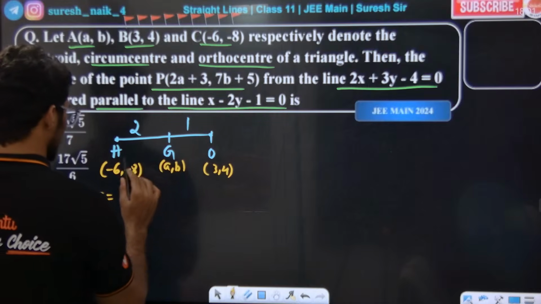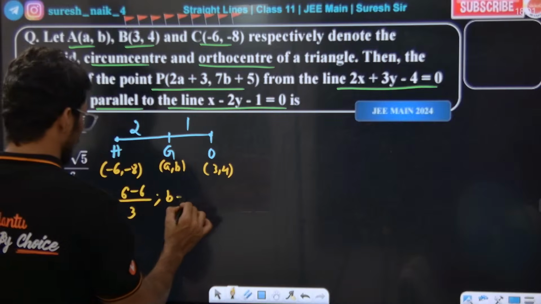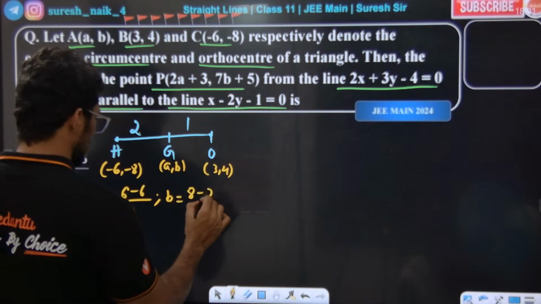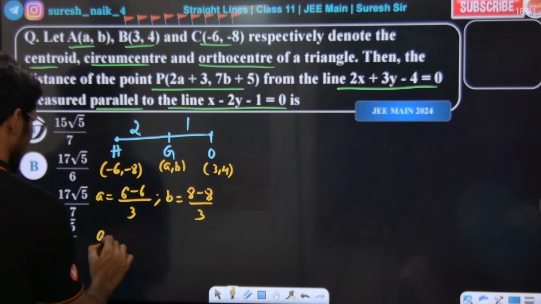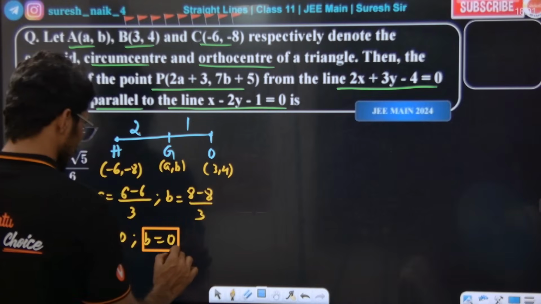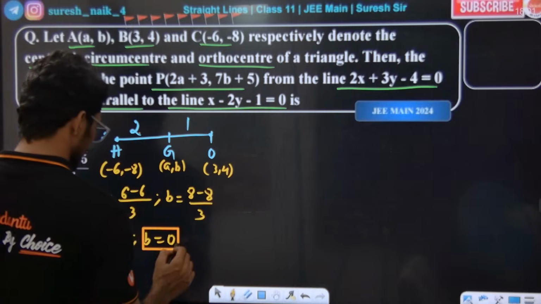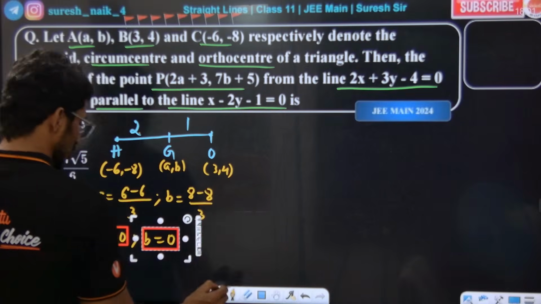m x2 plus n x1 divided by m plus n. Now B point is m by 2 minus 8 by 3. Sir, A value is 0. B value is 0, sir. A point is 0, B point is also 0.